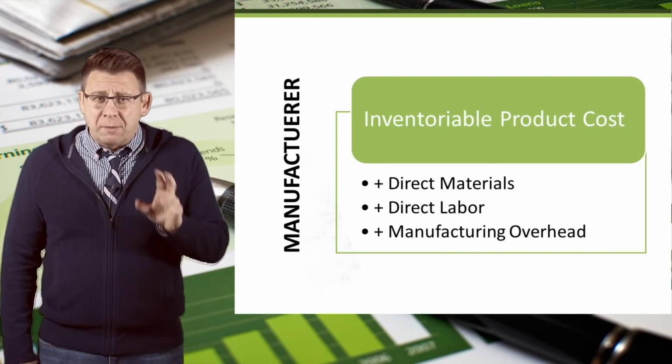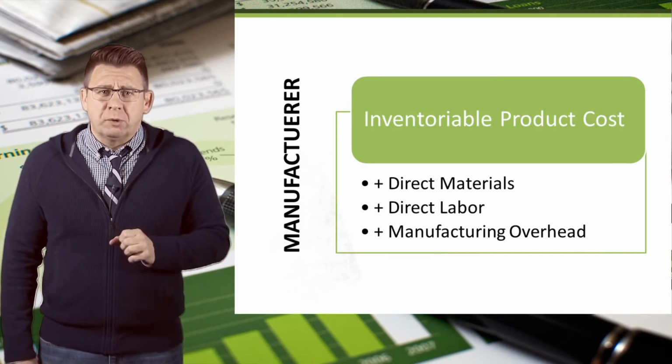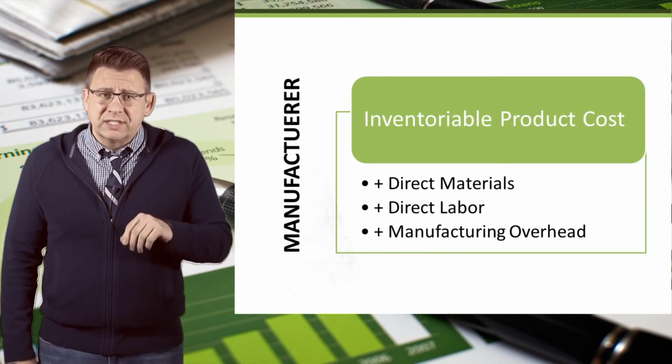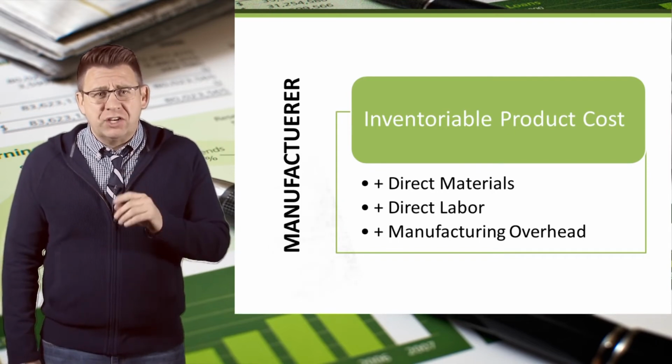Manufacturers have to take raw materials and convert them into finished products. So the inventoriable product costs for manufacturers are direct materials, direct labor, and manufacturing overhead, which is an indirect cost.